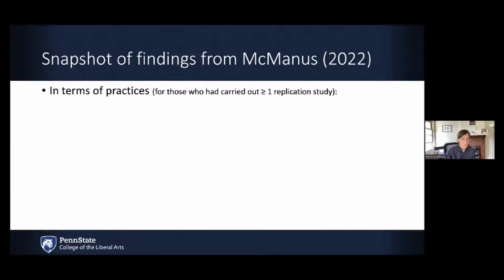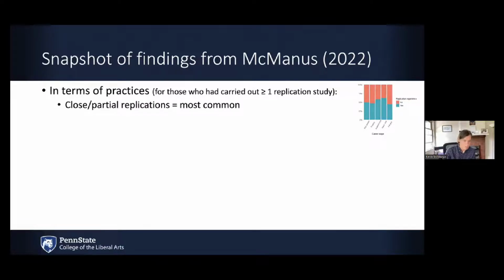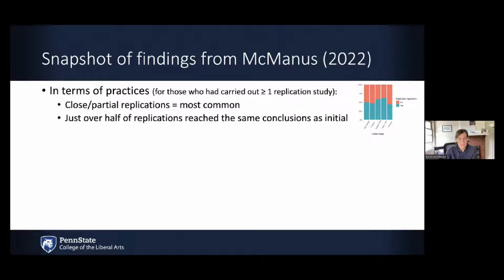In terms of practices, these were for those who had actually carried out at least one replication study, right? And just to give you an idea of who these people were, these are the different career stages. We have PhD students, postdocs, assistant professors, associate professors, and full professors. In each of those categories, about half of the people had experience carrying out a replication study, okay? What we found was that partial replications were declared as the most common type. Just over half of these replications reached the same conclusions as the initial study, right?